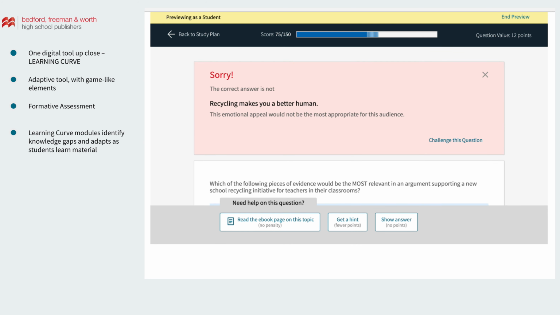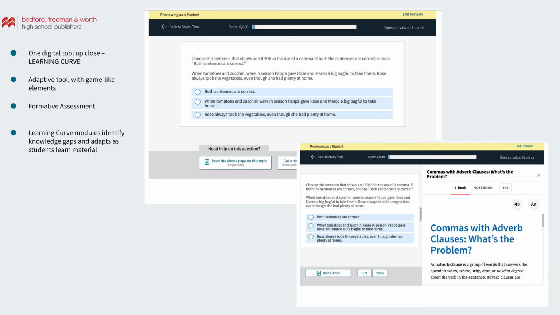If students know the material already, they will move quickly through the content, but if they get a question incorrect, built-in feedback provides help and links them to the relevant ebook page where they can review and try the question again. All Learning Curve questions are tied directly to the ebook, and this encourages students to read the textbook carefully.